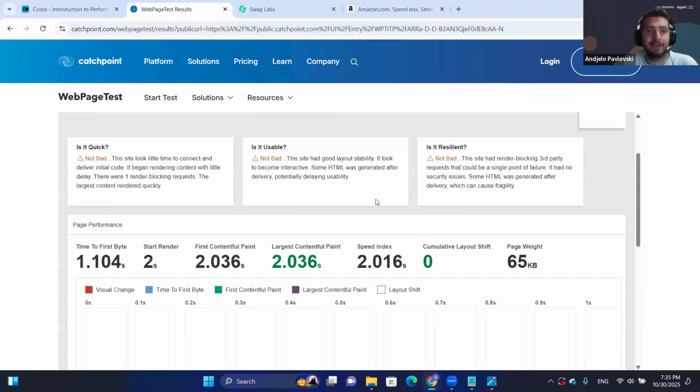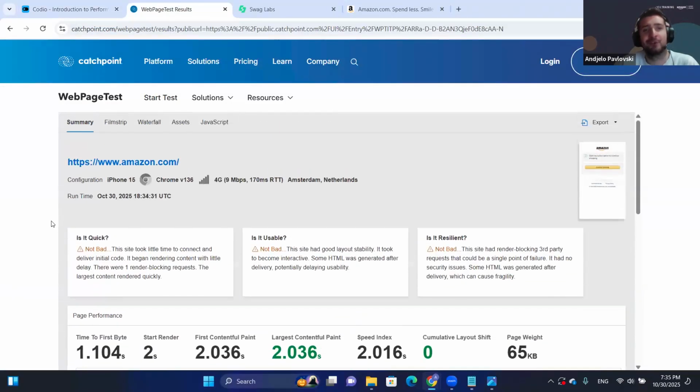Let's see, okay, fairly fast. So we got the information. Let's see what we see now. Is it quick? It says not bad. The site took little time to connect and deliver initial code. It began rendering content with delay. There was one render blocking request.